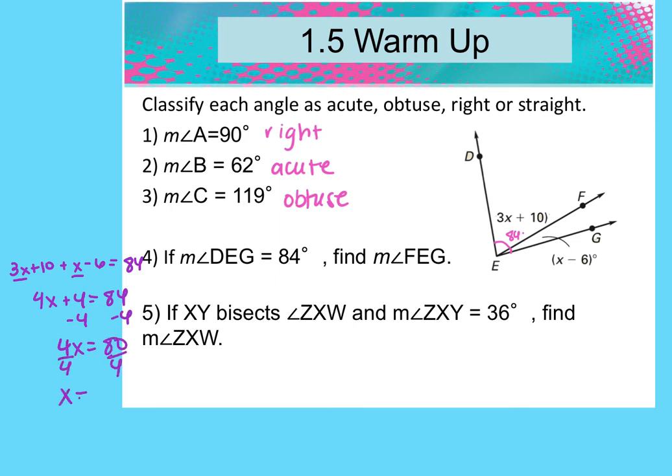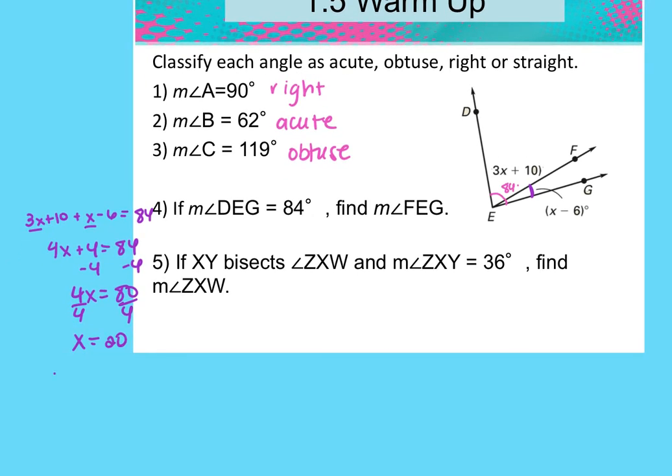Okay, and then that's your x, right? Not the answer. Then you plug in the x to whatever they're asking you for. So you plug it into x minus 6. Good. FEG is the x minus 6, so I would do 20 minus 6, and I get 14. Good job.